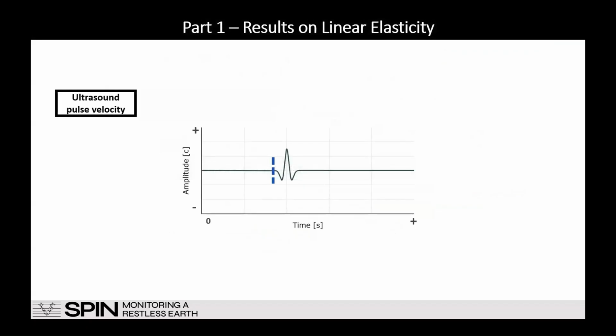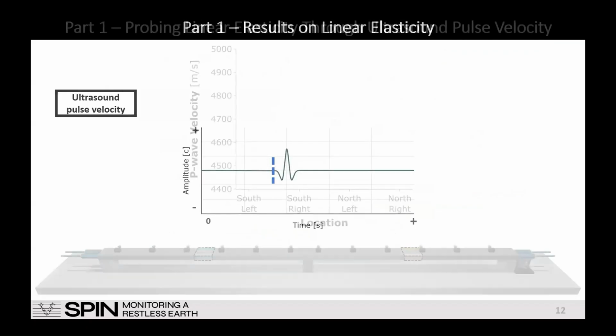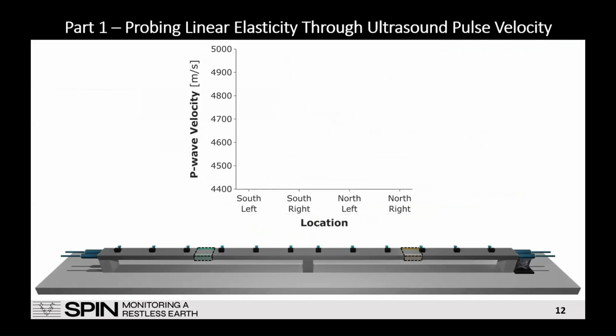So first of all, let's analyze what happens with the ultrasound pulse velocity. The ultrasound pulse velocity investigates the wave velocity that happens in the 4 different locations. We have 2 measurements in the south span and 2 more in the north span, and this is how it looks like. Broadly speaking, we can say that from the perspective of some of the standards, the ultrasound pulse velocity is high, and it corresponds to good quality concrete.